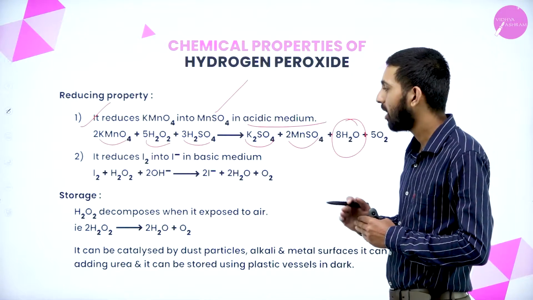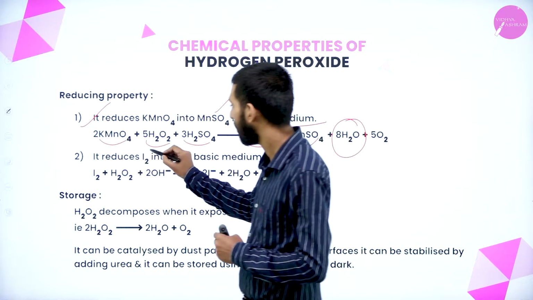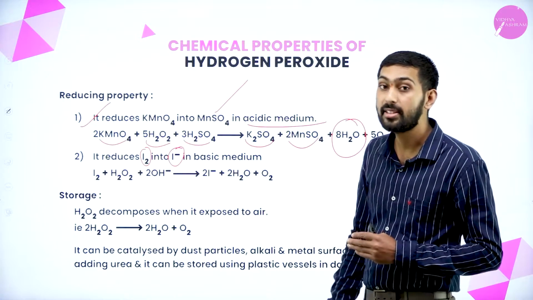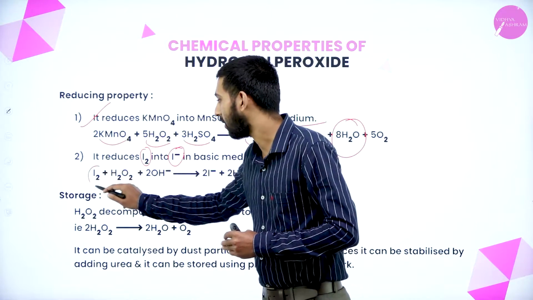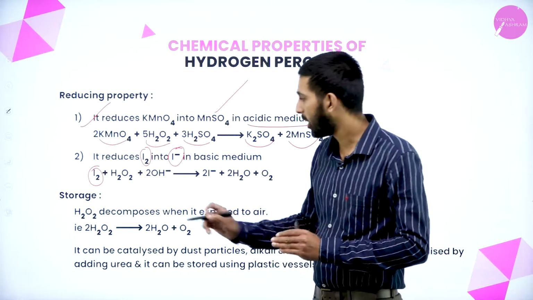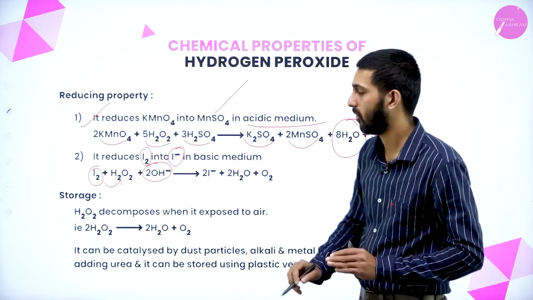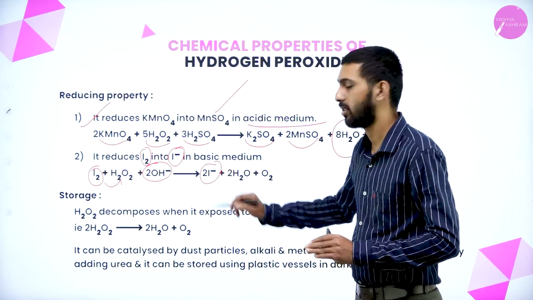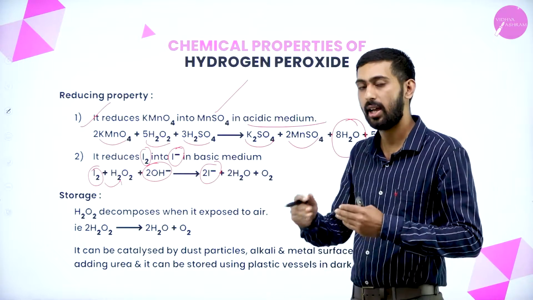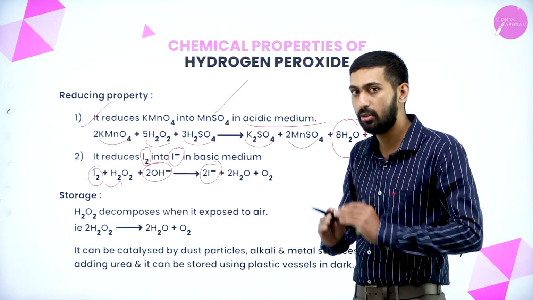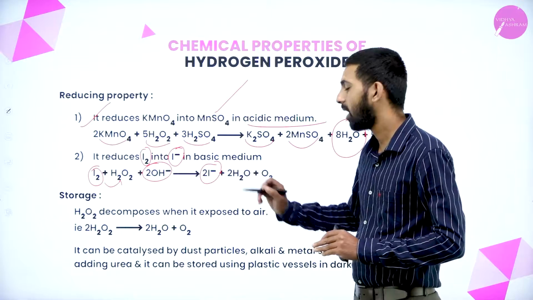Okay. Next thing is it reduces iodine, the I2 molecule, to iodide in the basic medium. Here iodine is a molecule. For that, if you add hydrogen peroxide in the presence of hydroxyl ion, we will get iodide, with 1 electron. Okay. Negative charge means iodide. I2 means iodine molecule. Okay. So, we will get iodide.